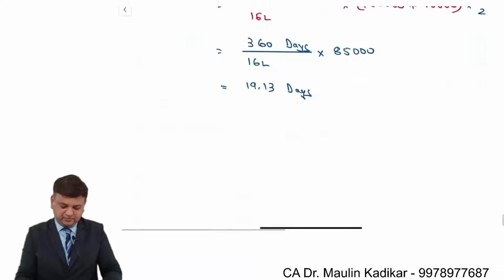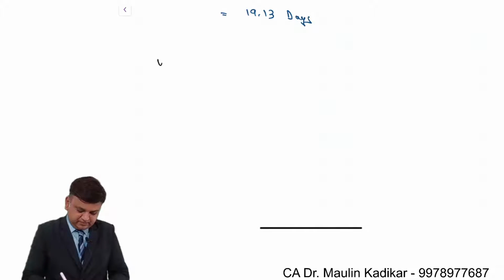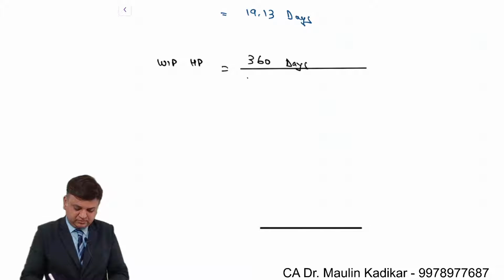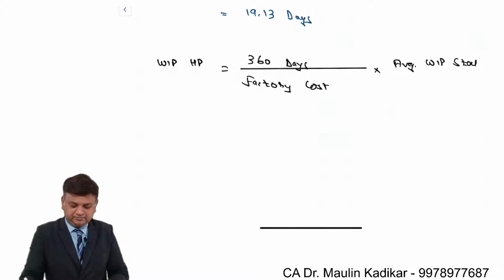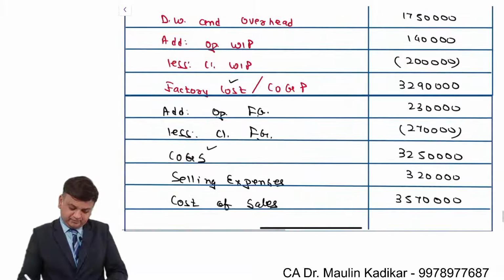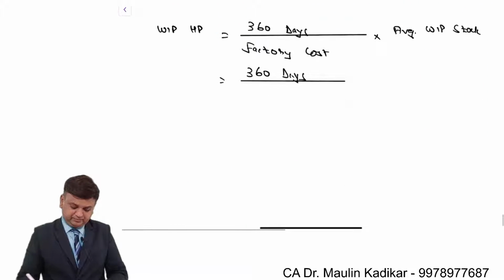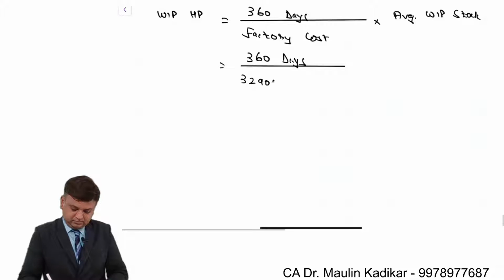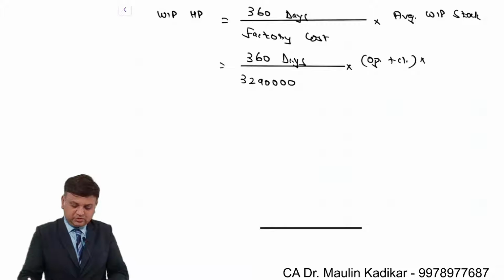Similarly, we'll make further calculation of, let us say, the WIP holding period. I request all of you to write down the answer along with me. 360 days divided by factory cost into average WIP stock. So it is 360 days upon factory cost, an amount of 32,90,000, into average WIP stock, which is opening plus closing into 1 by 2.